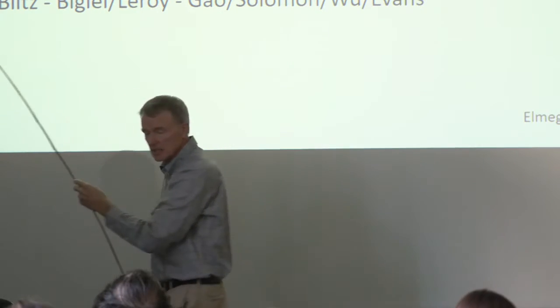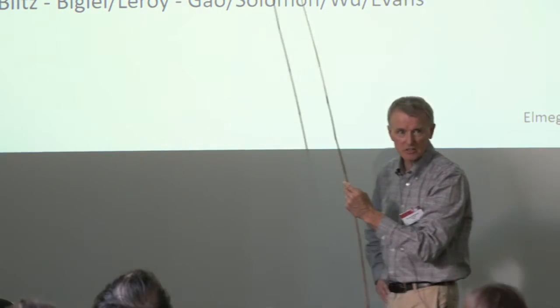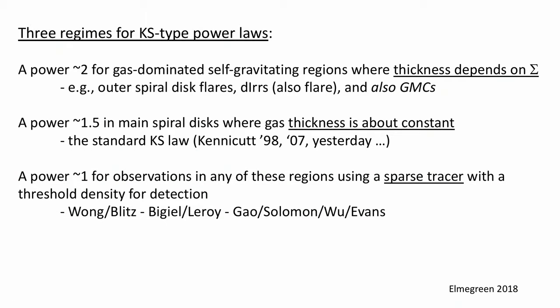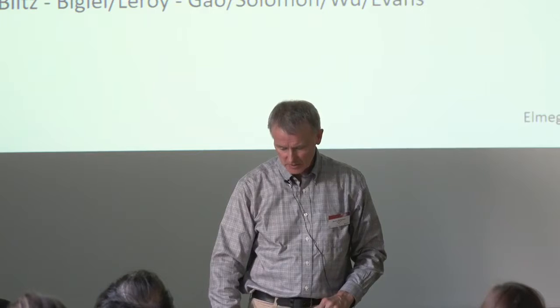And that's the standard law. Power 1 is entirely a selection effect in this interpretation. Because if you look at a certain molecule, you just see where that molecule is. And there's always a threshold to see that molecule. It's at a certain density. So you're just looking at gas at about that density, or a factor of a couple higher for the internal structure of the cloud. So you always have the same time scale. So the star formation rate just depends on how much of that stuff there is at that fixed density. So that's true for sparse tracers, like CO in normal disks or HCN.